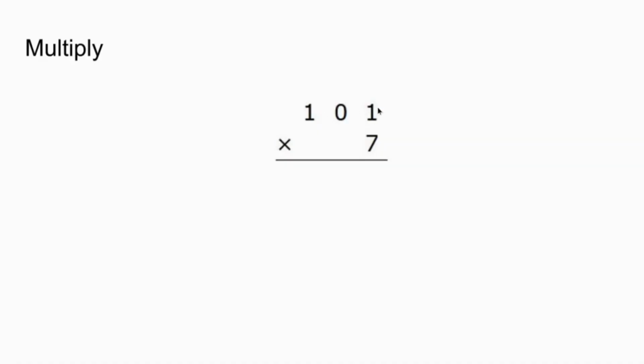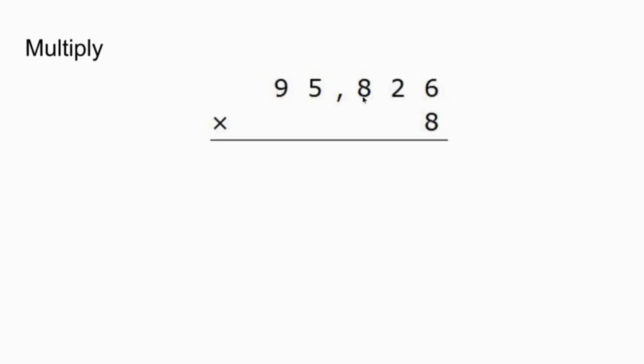Multiply 101 times 7. Whenever you are multiplying using what's called the standard algorithm, you take your number down here and you take turns multiplying it to all the digits up here in order from the ones to the hundreds in this case. So 7 times 1 is 7. 7 times 0 is 0. 7 times 1 is 7. That's it. We're done. 101 times 7 is 707.